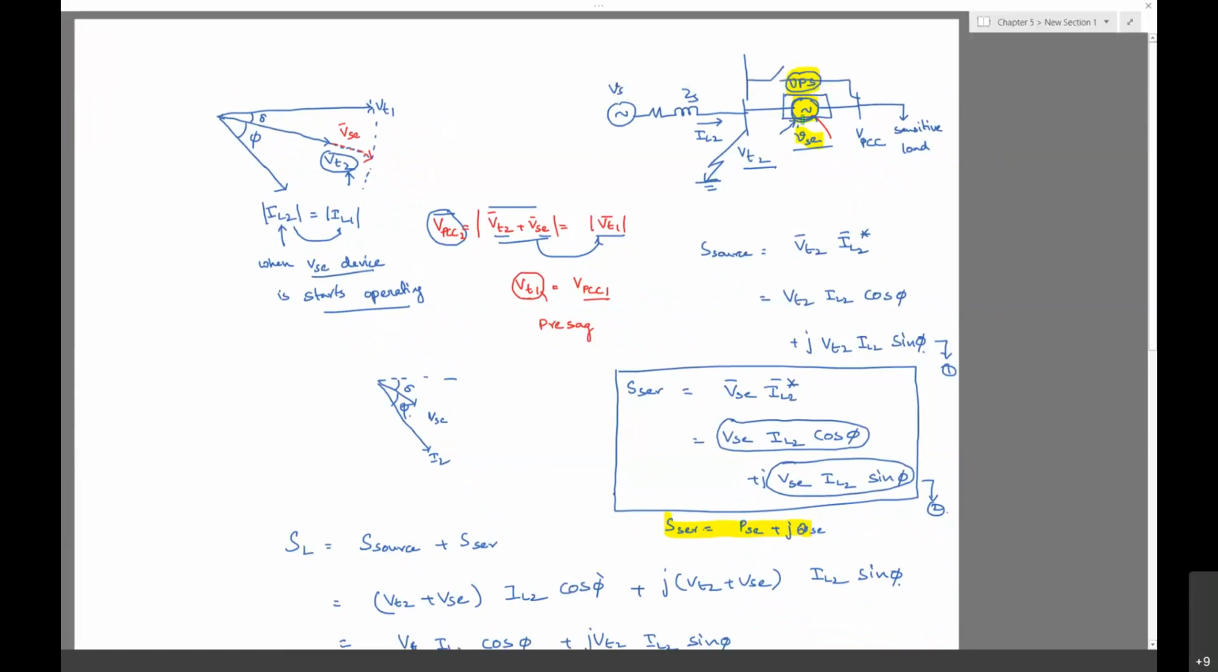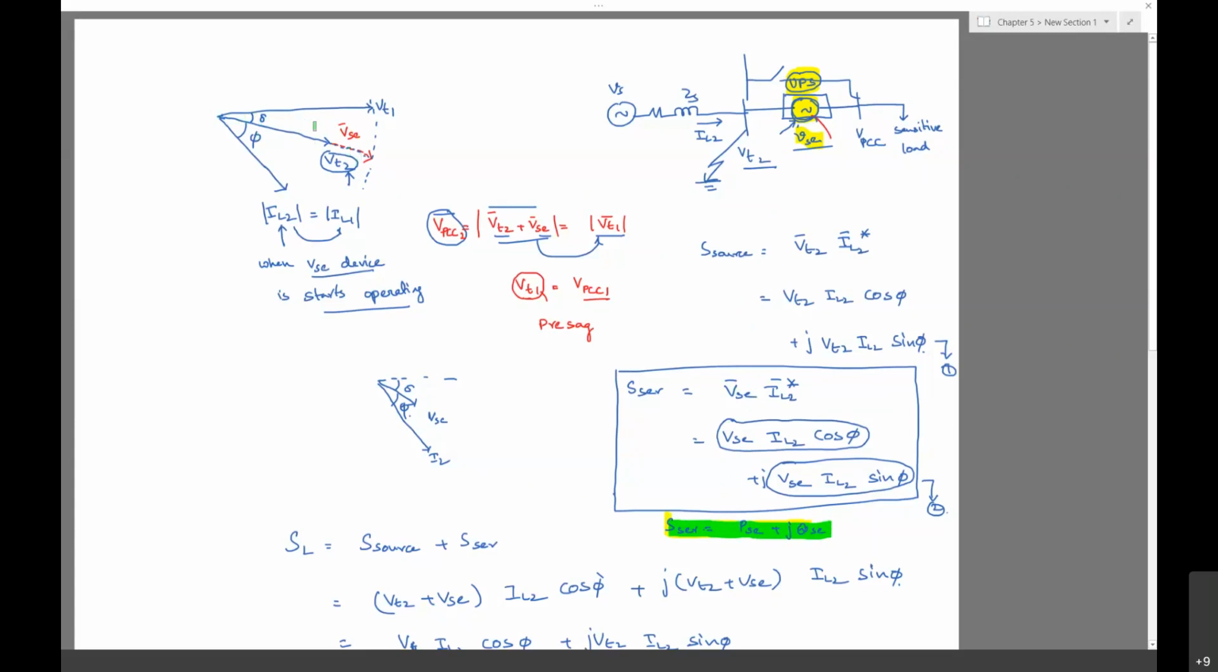This particular device has to inject the real power as well as the reactive power. That's what we have seen in the last class also. This is the power, and how we got it is the current with the phasor.